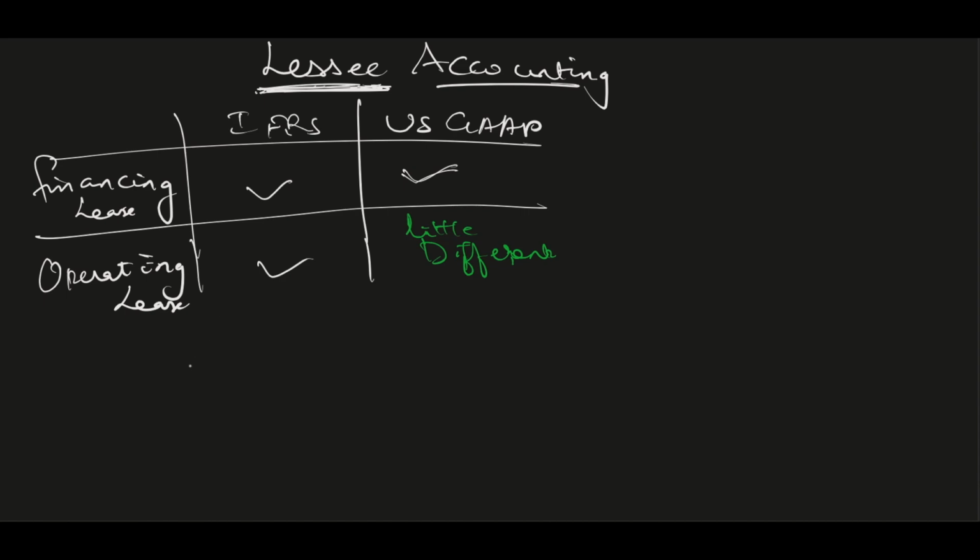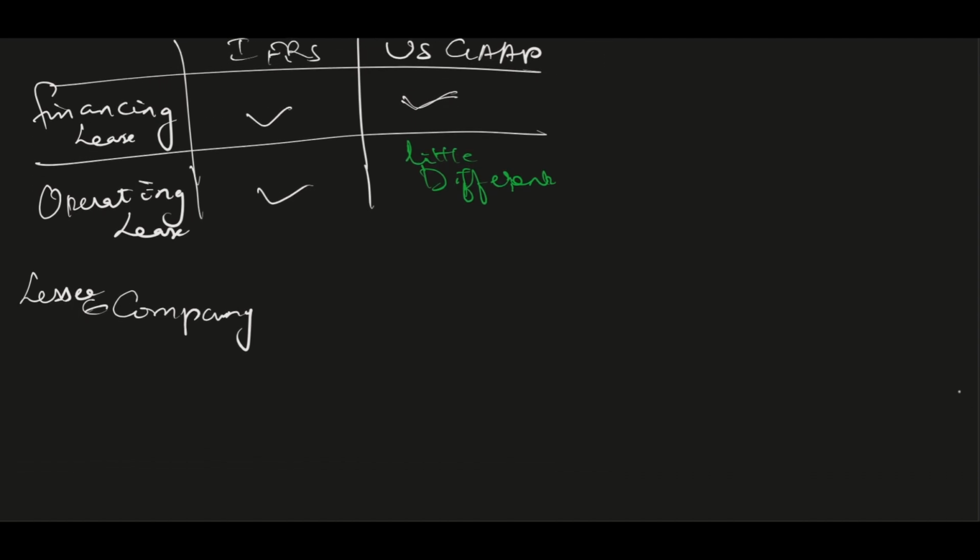So let's say there is a company, and this is a lessee. This lessee has taken some machine and agrees to pay 10,000 every year for 4 years. So 10,000 for 4 years, and the interest rate prevailing at that time is, let's say, 5 percent. Interest rate is 5 percent.